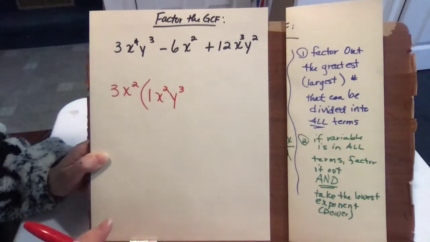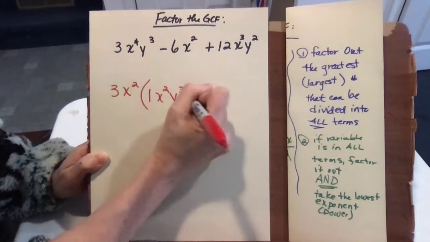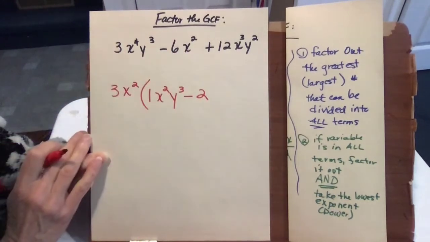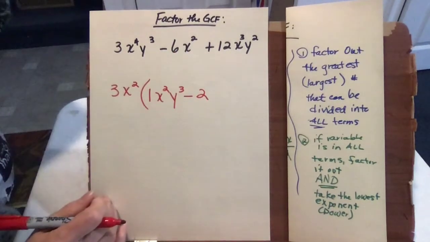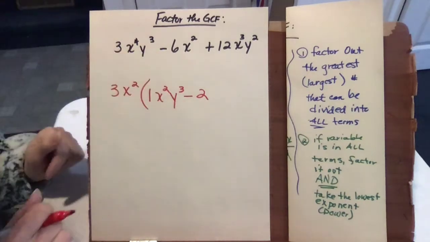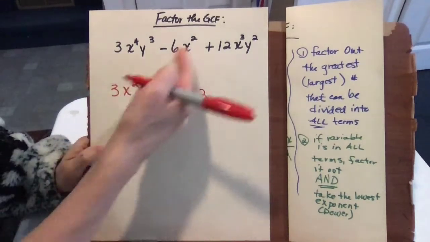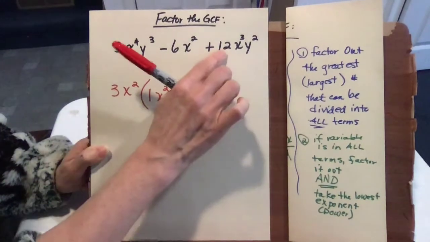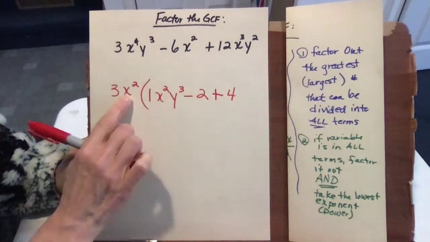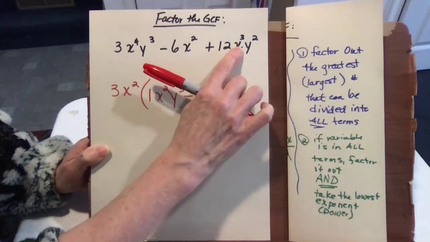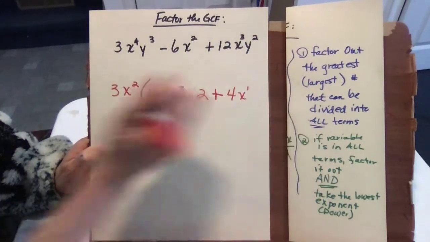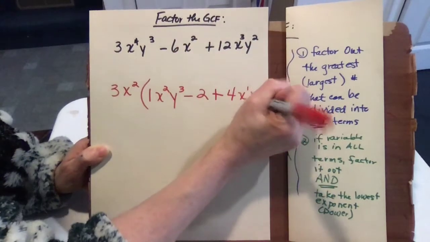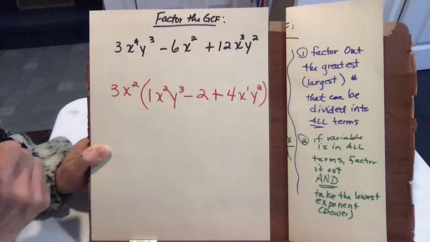All right, next. 3 divides into 6 2 times. X squared divides into itself once, so 2 times 1 is still 2. And we're done with that term. There's no more x in that term. 3 divides into 12, 4. 2 powers from 3 powers of x gives us 1 power of x. And we don't have a y to divide into, so the y squared stays.